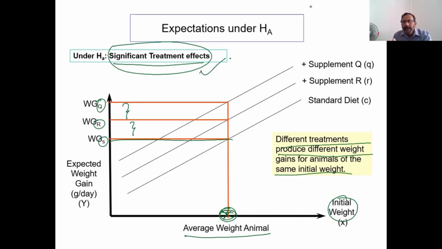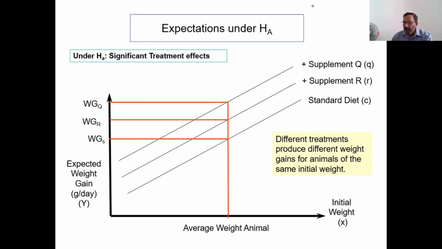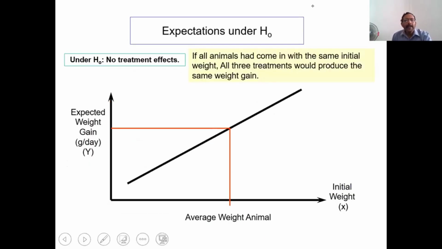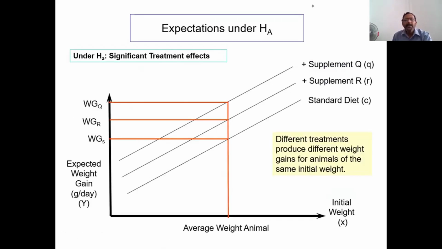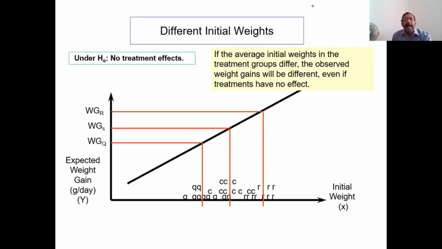So if the initial weight is same for all the animals, these are the two examples. So earlier one is we accept our null hypothesis, that means no treatment effect. There's a treatment effect. Treatments are different, or the weight gains are different. Now in the actual scenario, the real scenario, this is the story.